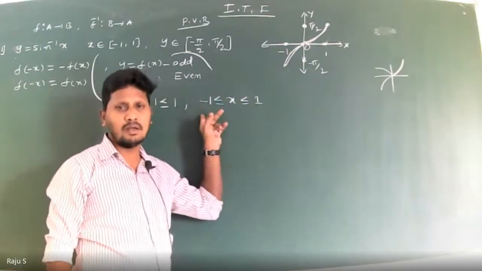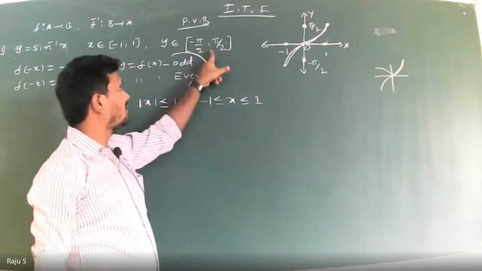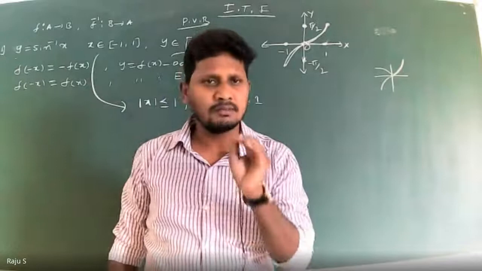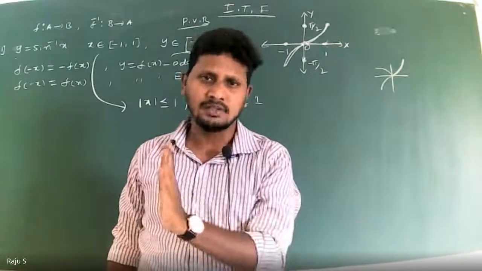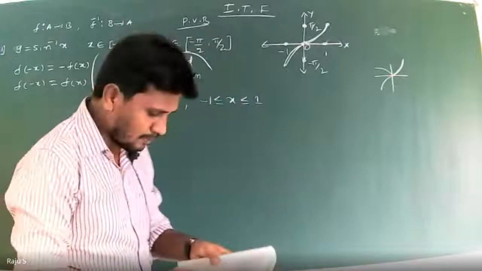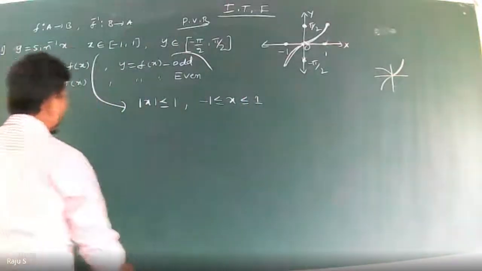This is the domain alone. So the range is minus 90 to 90. So remember everyone, principal value branch is nothing but the range. Okay, first question, principal value of sine inverse of minus 1 by 2.